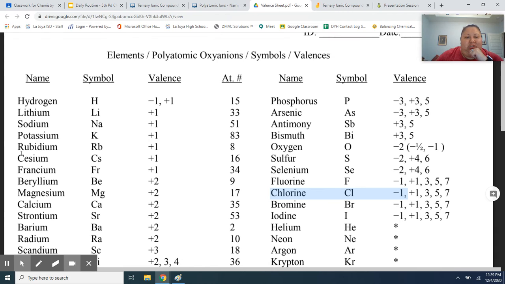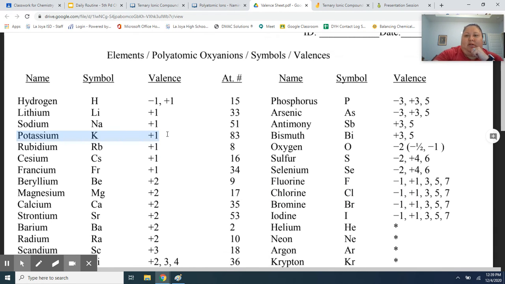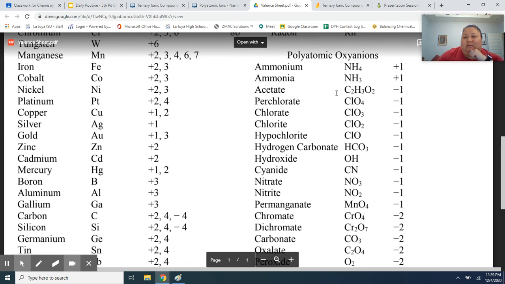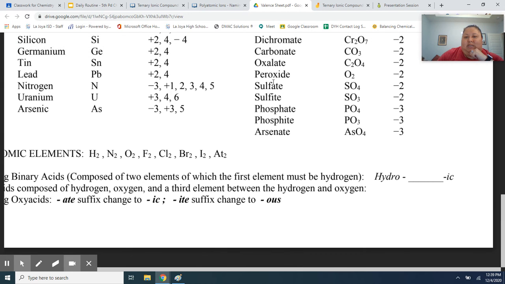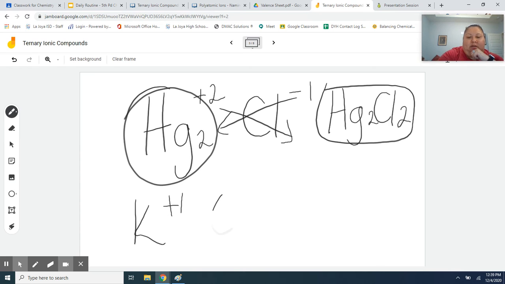Potassium on our valence sheet is K +1. All right, so we're going to write that in. K +1. Peroxide is a poly. Towards the bottom of the list, right here, peroxide is O2 with a -2. So I'm going to write that in Jamboard as well. O2 -2.